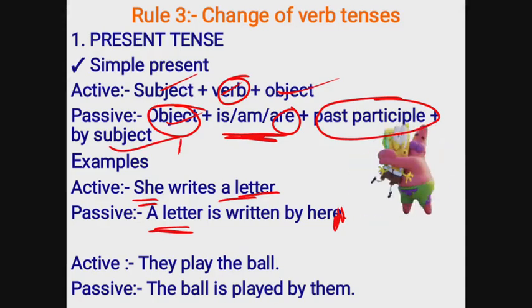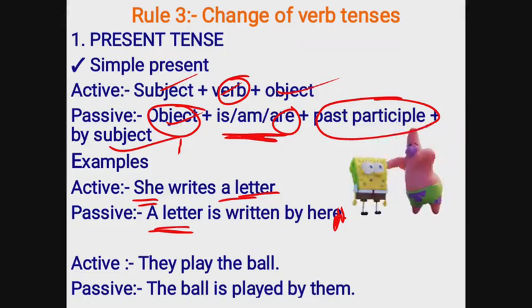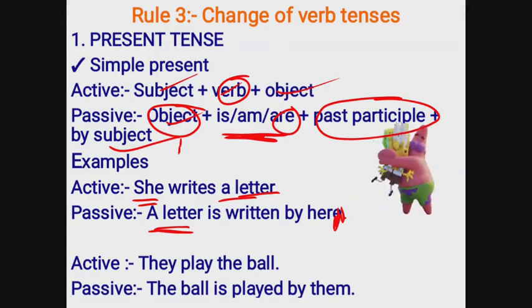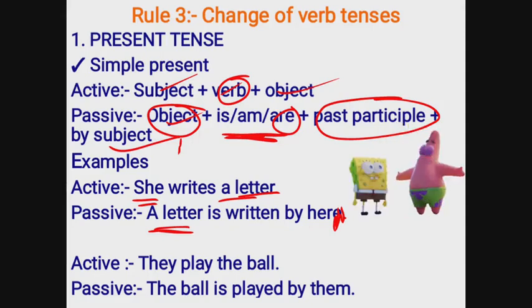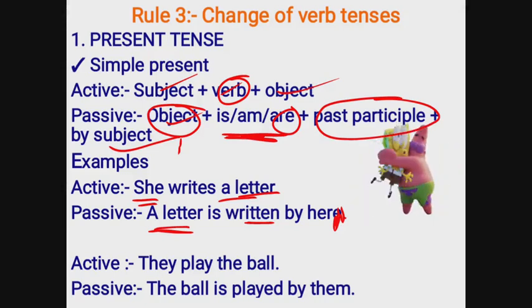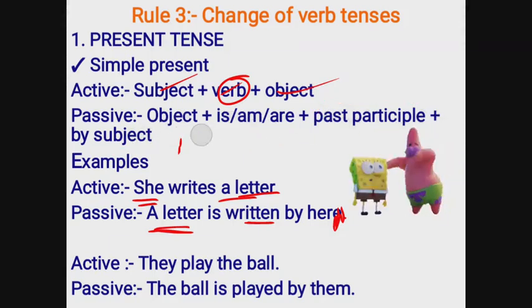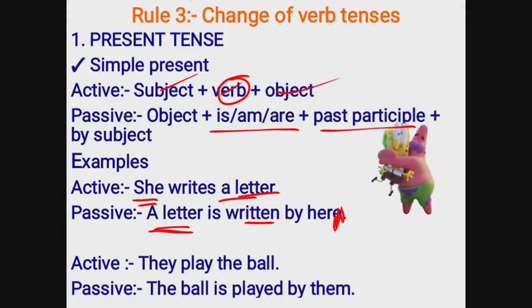Now, writes is a present tense form, isn't it? Now, the past participle of write is what? Written. If you take the verb write, wrote, written, it's the written that we're taking, which is the third form of the verb. So we take written, but we need to add an auxiliary verb to it. Don't forget that in this particular part, we have the object, we have the auxiliary verb, and we have the past participle. So the object is a letter.